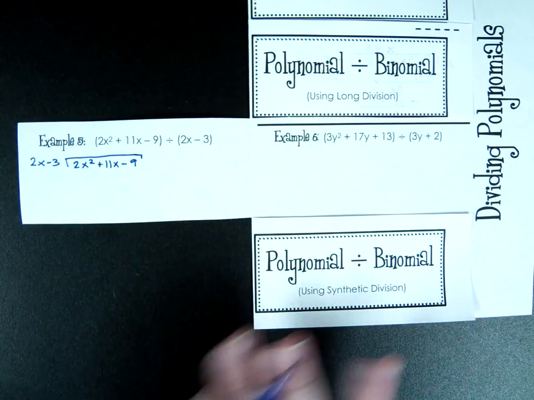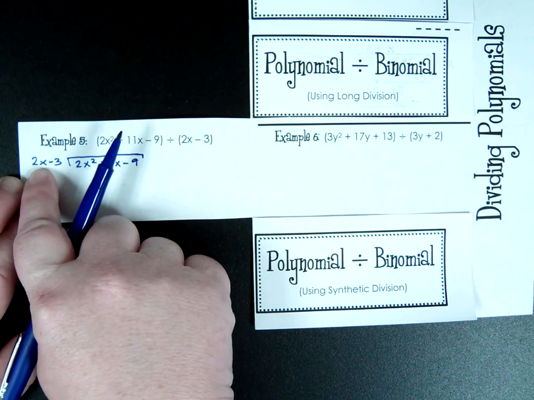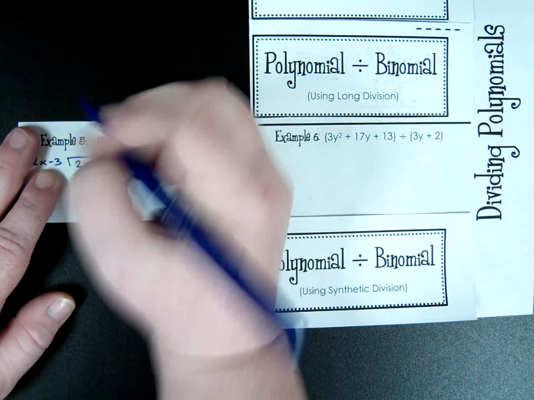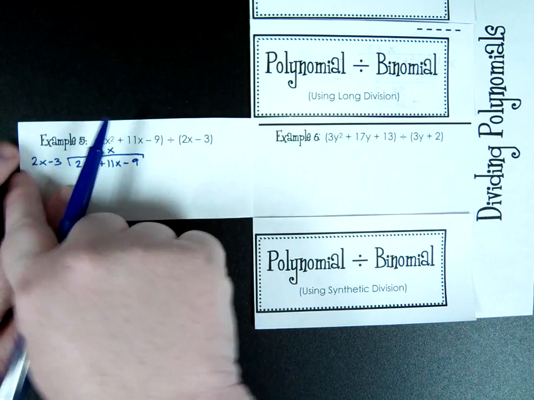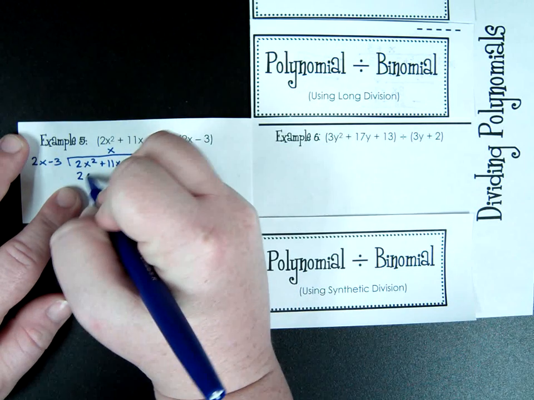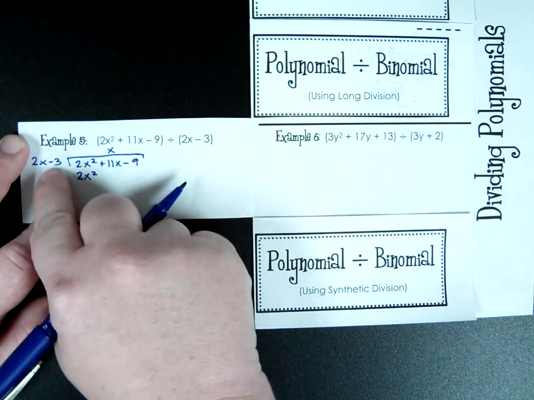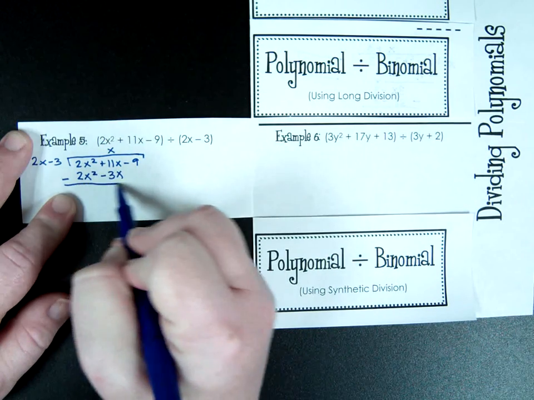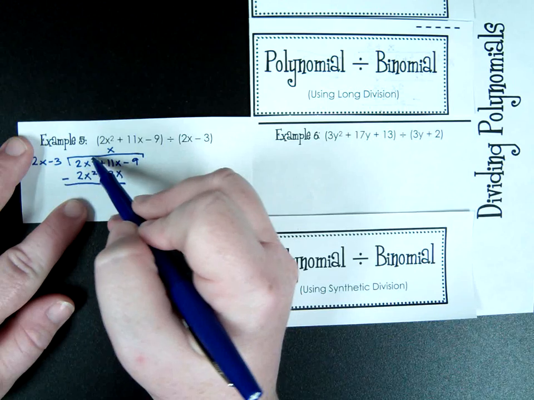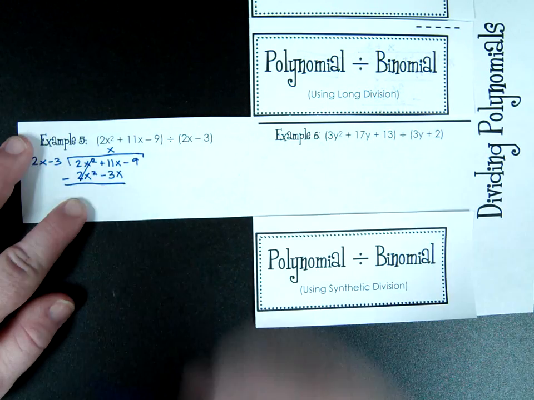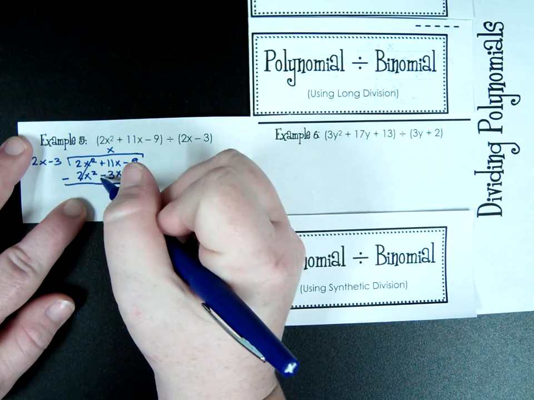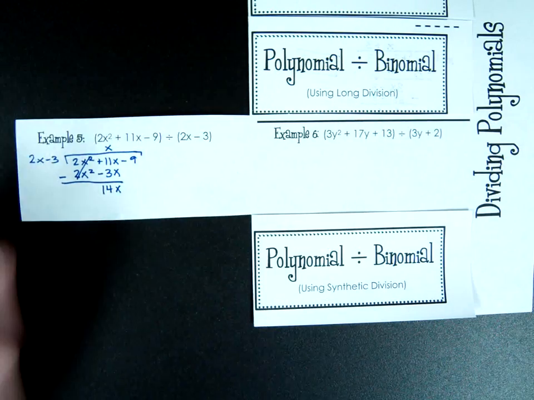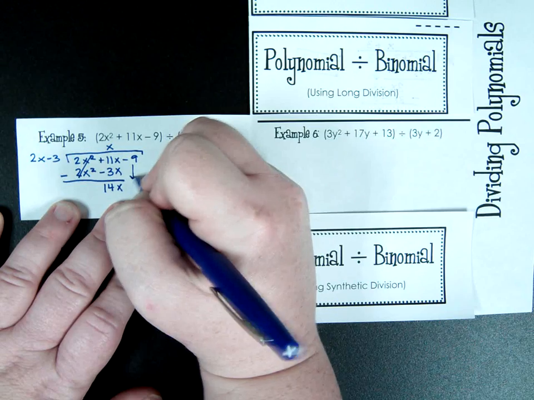So the first thing I'm going to think is, what am I multiplying 2x by to get 2x squared? Well, I'd just multiply it by x, because 2x times x is 2x squared. And then I have to do x times negative 3, which is negative 3x. So then I subtract these things. 2x squared minus 2x squared is nothing. But 11x minus negative 3x would be 14x. So now I'd bring down my minus 9.